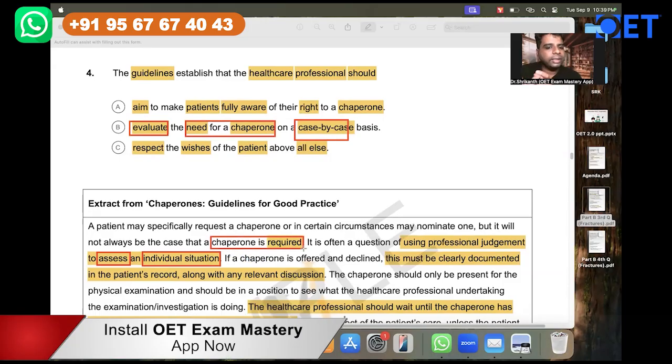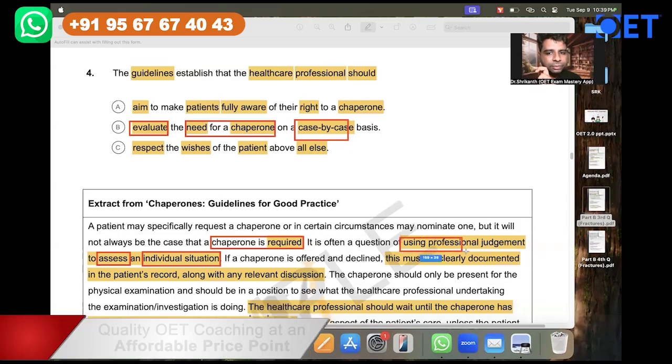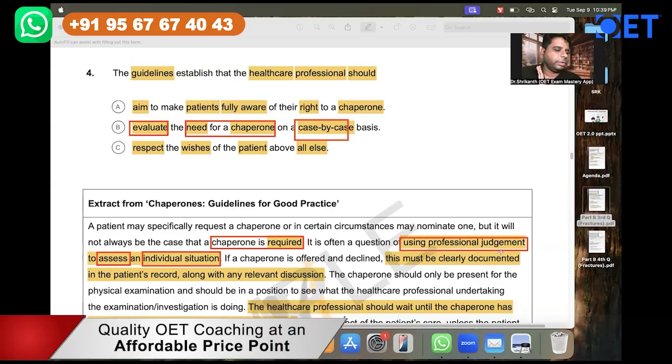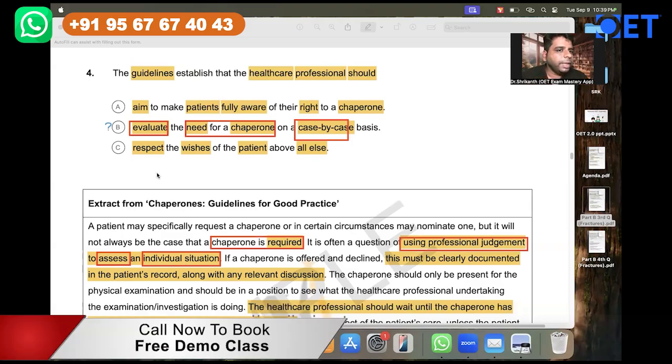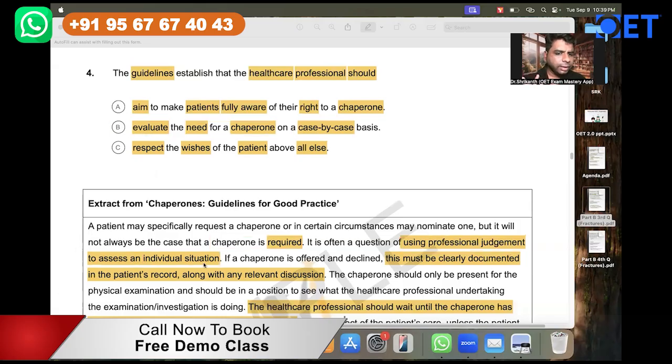Okay, so you have to make the connection. As you can see, the keywords are connected like this. Chaperone, required, need, every single keyword is repeated. The verb is also repeated. And this is what is expected from the medical professional. So you can suspect that answer option B could be the right answer because every single keyword and every single word is mentioned over there. Right. So B is highly likely to be the right answer. All right. So now let's come to the next portion.